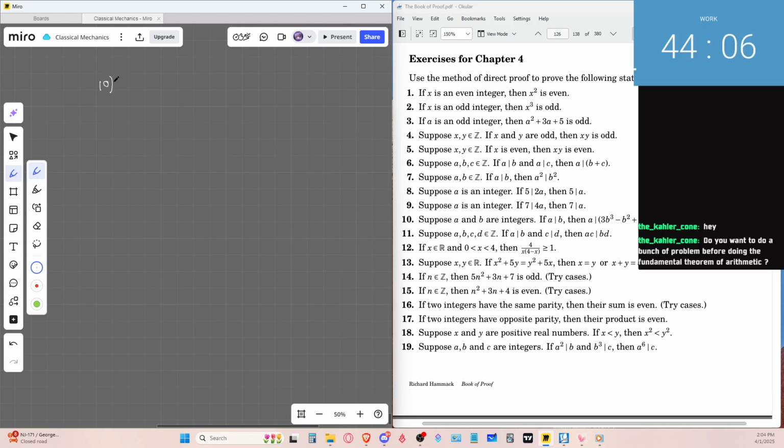Yeah, I think I was on 10. I actually was writing this morning, but it looked pretty interesting, so I thought I would just try it out. Do you want to do a bunch of problems before doing the fundamental theorem of arithmetic? Yes, definitely. I'm good with the proofs involving odd and even numbers, but when it comes to divisors and multiples, those are the ones I have the most trouble with, so I feel like I actually have to practice these.